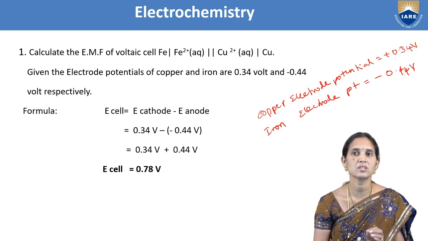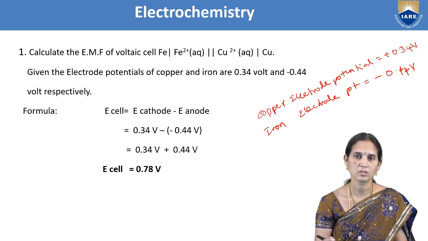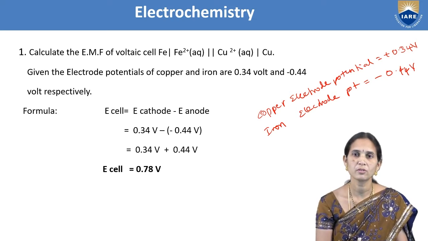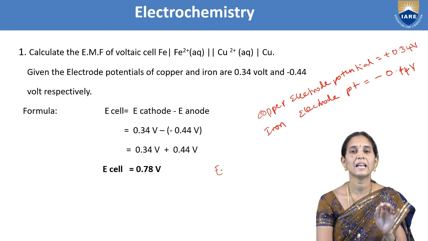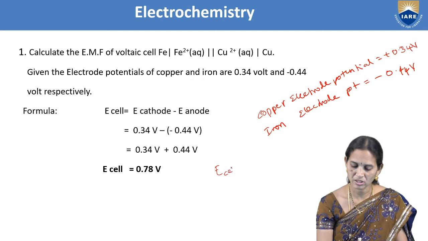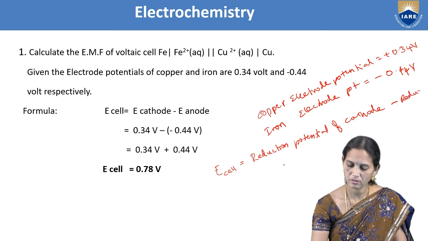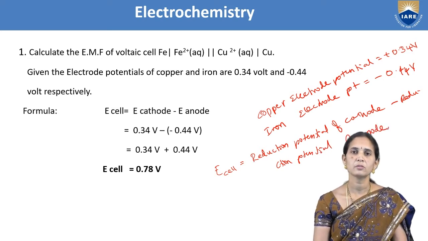Now we take the formula E cell is equal to E cathode minus E anode. E cathode is the reduction potential of cathode, and E anode is the reduction potential of anode. The reduction potential of cathode, the copper electrode, is 0.34 volt, and the reduction potential of anode, the iron electrode, is minus 0.44 volt, as given. So we can write the formula clearly: E means electrode potential, and the EMF of the cell, E cell, is equal to the reduction potential of cathode minus the reduction potential of anode.